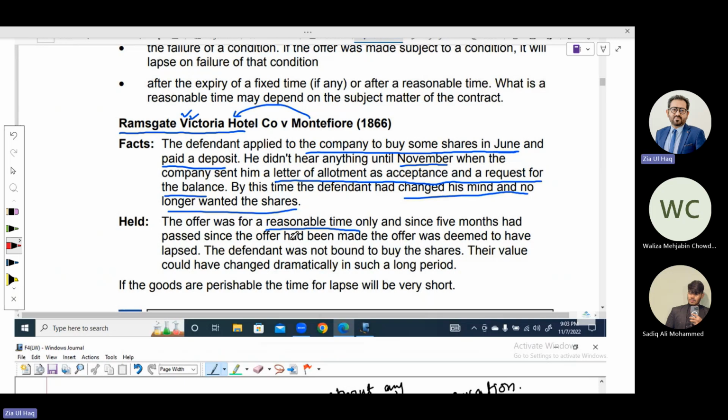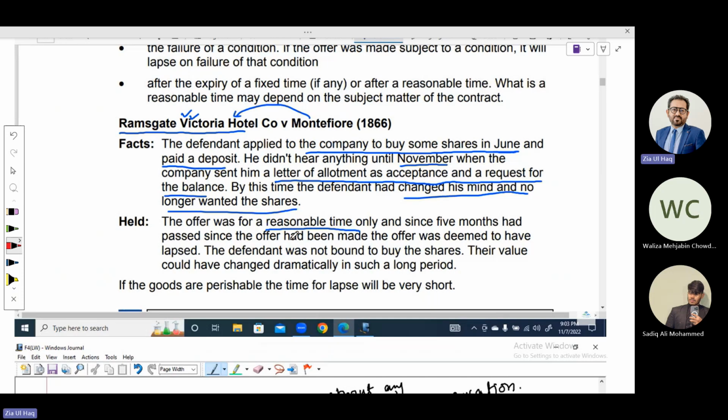He didn't hear anything until November, when the company sent him a letter of allotment as acceptance and a request for the balance. So in November, RV Hotel accepted his offer and allotted him the shares he wanted to buy in June, and they requested the balance, but M denied it now. Why did he deny? He said that was June. Now in November, I have made an investment somewhere else. So RV Hotel sued M for the remaining balance.